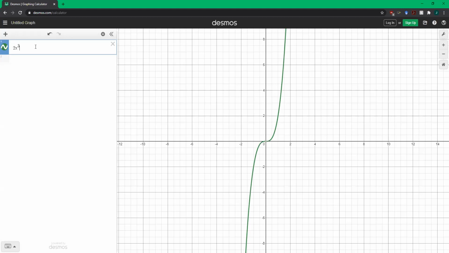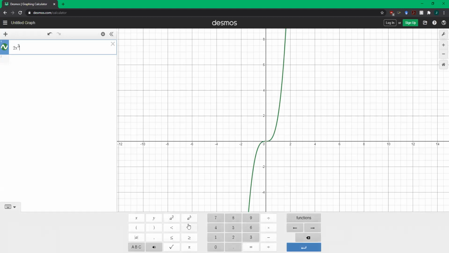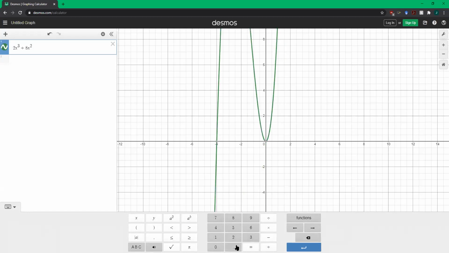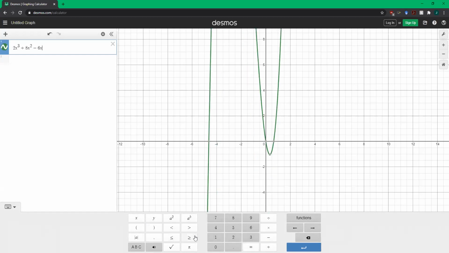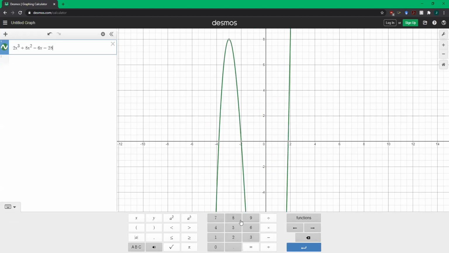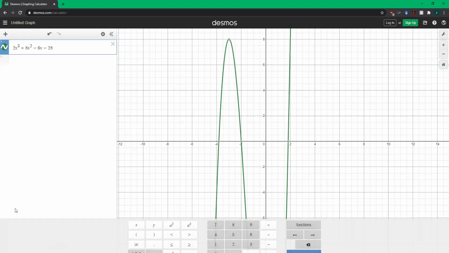You have that little exponent button, and actually I can pull up the keyboard to show you because it is the same keyboard. I'll use this just so I can show you which buttons to press. So 2x, use this one to go into the exponent, cubed, and then plus 8x squared. I'm going to cheat and just use that one. And then minus 6x minus 28. Okay. And I'm going to press this so I can get rid of my keyboard.